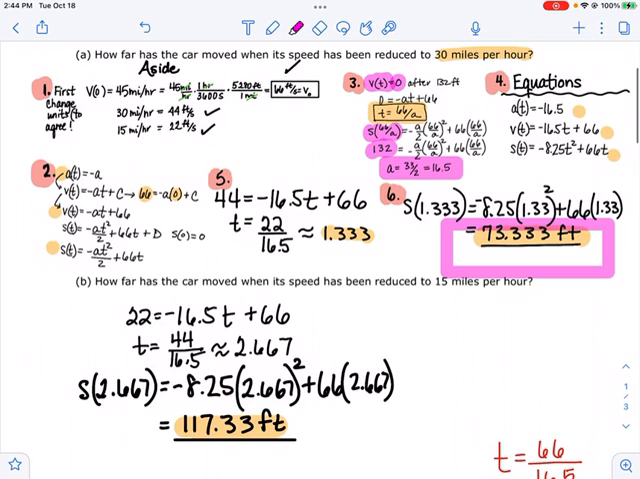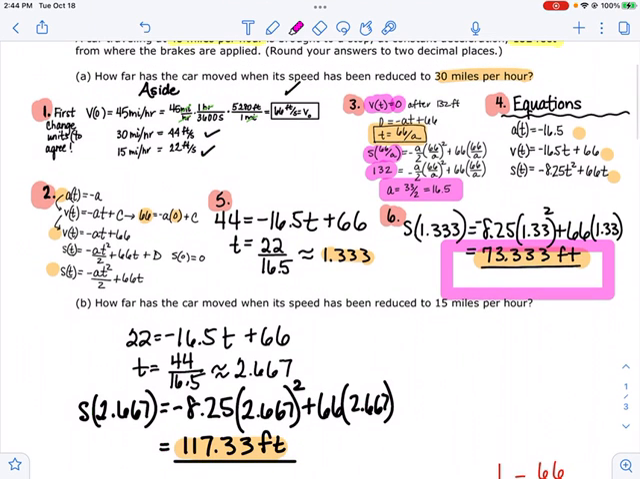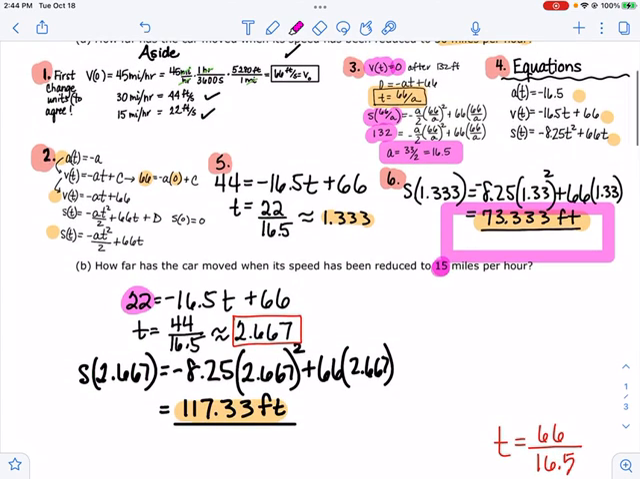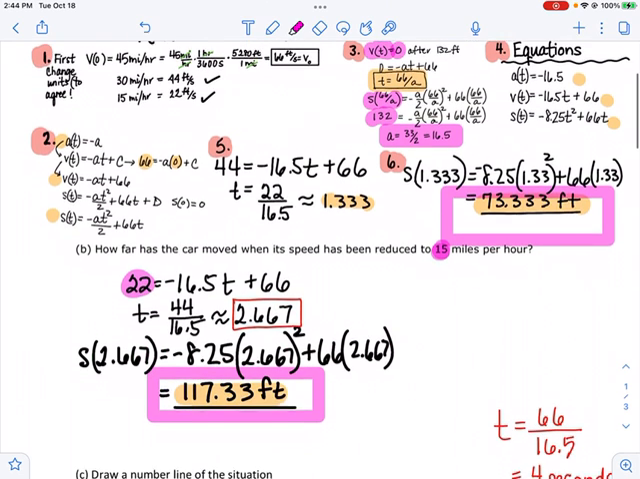Okay. Now, the second question says, how far has the car moved when its speed has been reduced to 15 miles per hour? So we've done all the hard work in the initial part, and for this part, we say that the velocity is 22 feet per second, which is 15 miles per hour. We solve for t and we get 2.667. Then we plug that value, 2.667, into the position function. We get 117.33 feet. These are supposed to be rounded to the nearest hundredths, or 2 decimal places. All right, so now I've got my values.